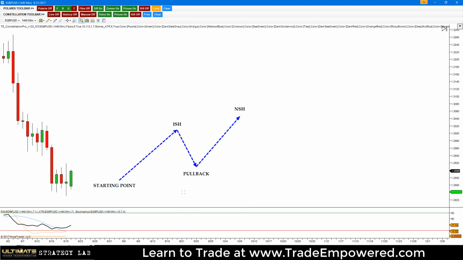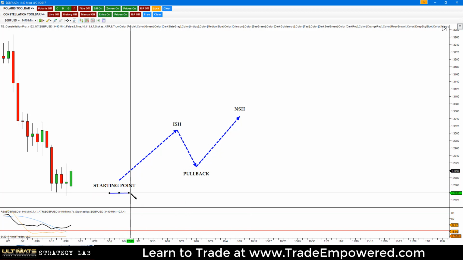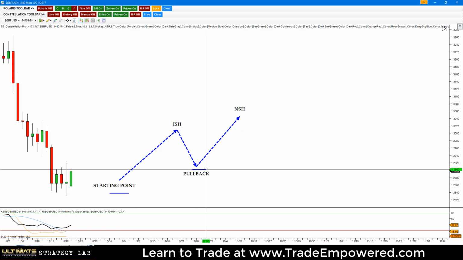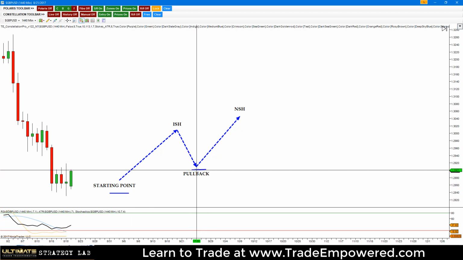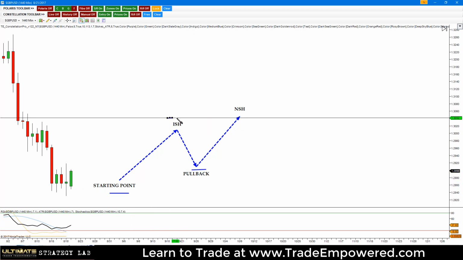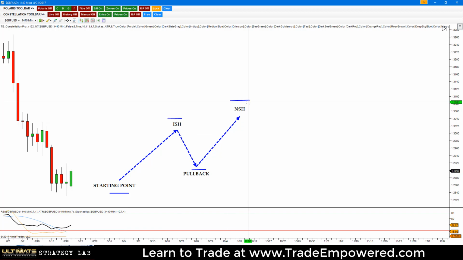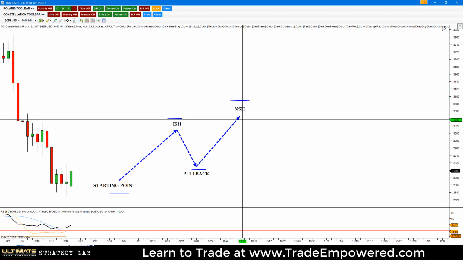And you can see at this point, the market is creating higher lows. This low is higher than this low, and it's also creating higher highs. And as long as we're continuing that series of creating higher highs and higher lows, we are in a bullish trend.